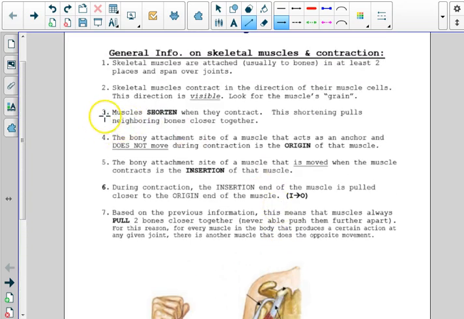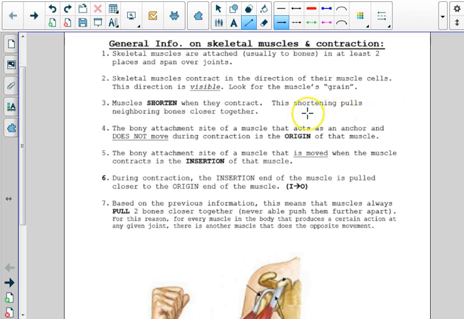Number three, muscles shorten when they contract. Muscles do not elongate with force. They shorten with force. So if you were to go lift a barbell that had weights on it, your muscles would get shorter as you lifted the barbell. They pull closer together. And so this is what's causing the neighboring bones to get closer together, because the muscle's actually shortening like a rubber band would if you stretched it out and you allowed it to pull two things together.